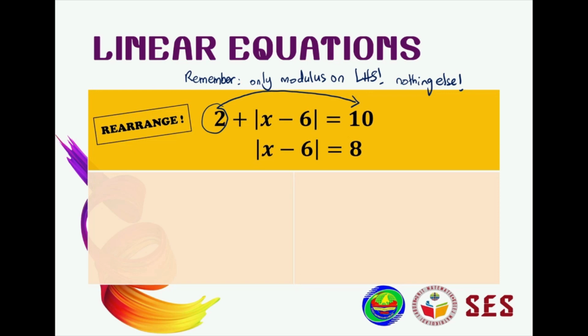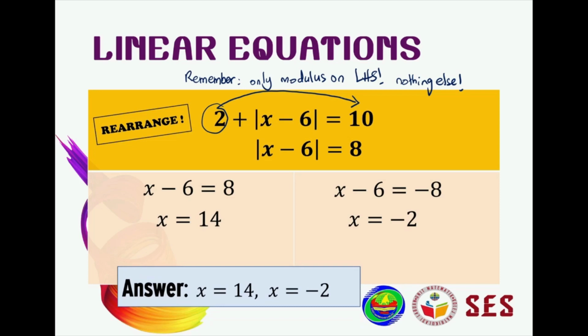So now we can open the modulus as usual. Open the modulus, one positive 8 and the other one is negative 8. Solving the first part, we get 14. Solving the second part, we get negative 2. So our final answer is just x equals 14 and x equals negative 2.